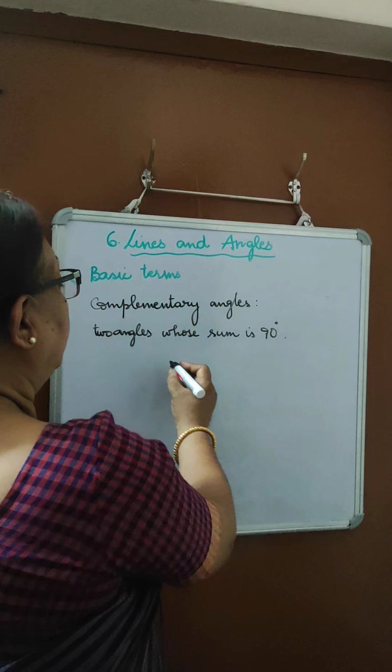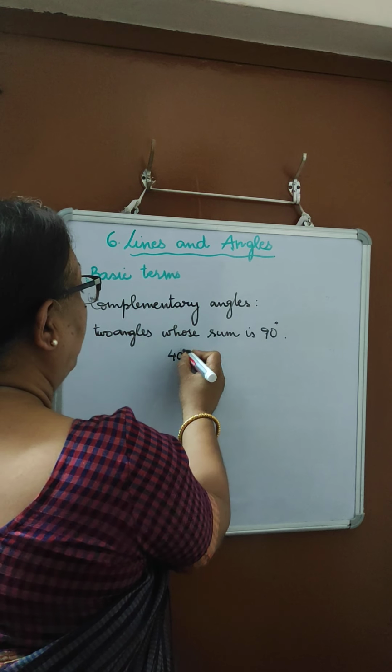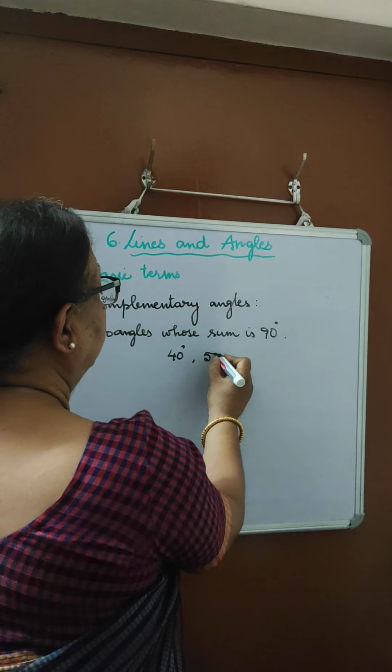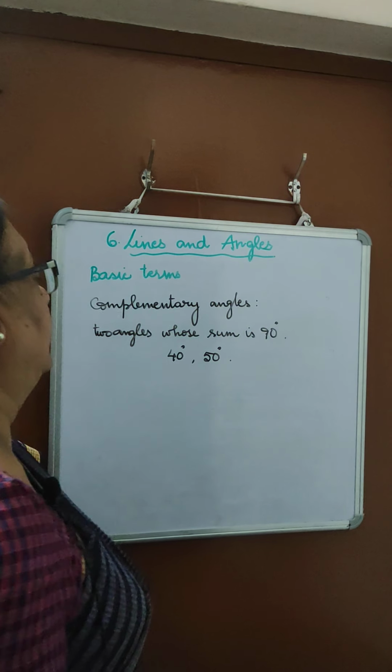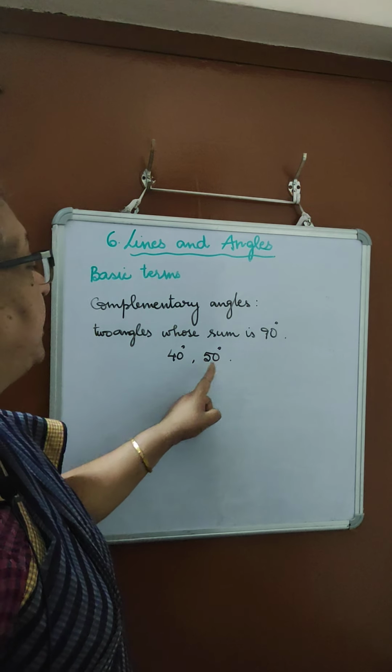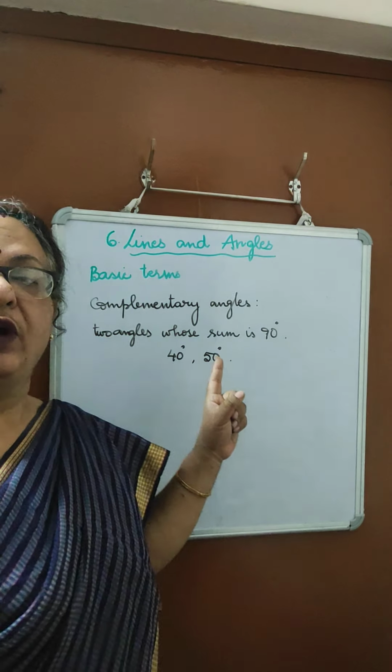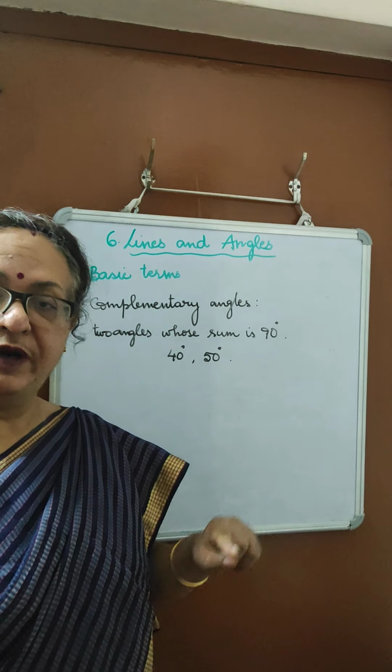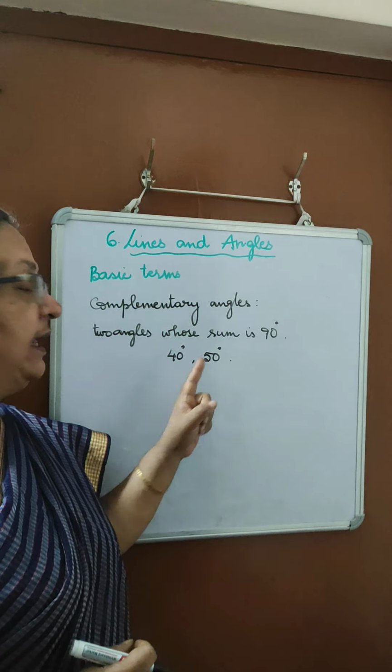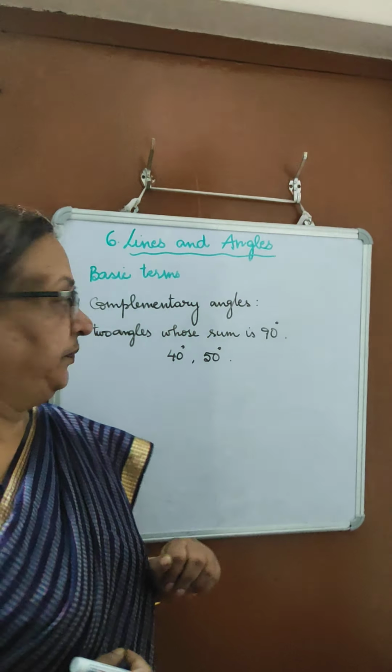For example, you have 40 degrees and 50 degrees. The sum of these two angles, 40 plus 50, is 90. So 40 and 50 are complementary angles, and each is called a complement of the other.